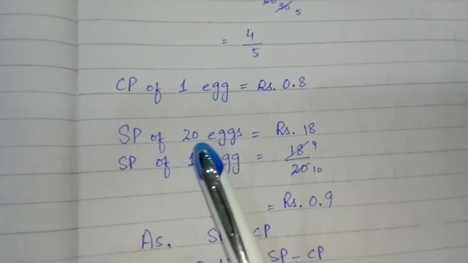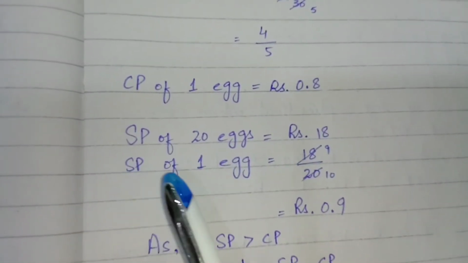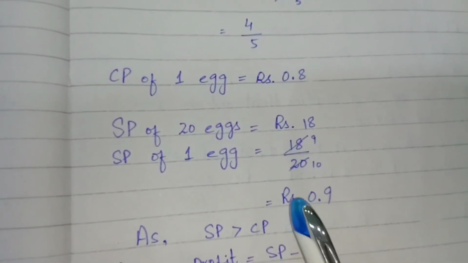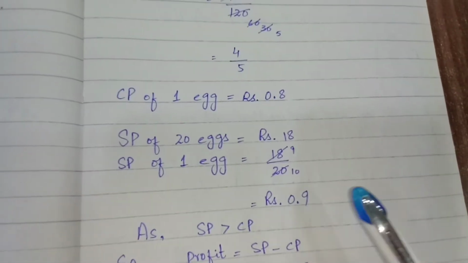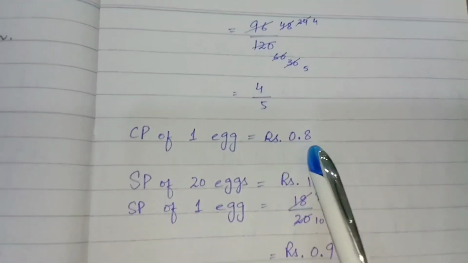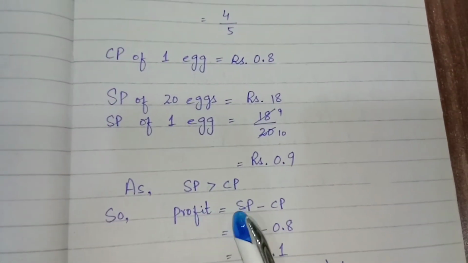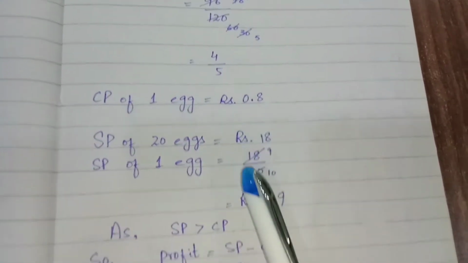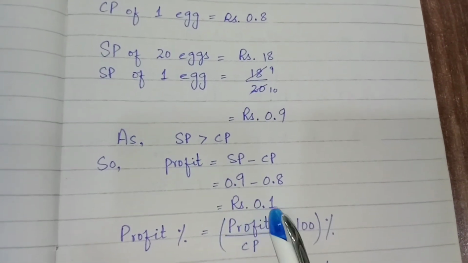Now the selling price of 20 eggs given in the question is rupees 18. Now we have to find the selling price of 1 egg, that is equal to 18 over 20, and after the cancellation and division we get rupees 0.9. So students, you see that the selling price is greater than the cost price, so this will be a profit. Profit is equal to selling price minus cost price, and 0.9 minus 0.8 you will get 0.1 rupees. So the profit is rupees 0.1.